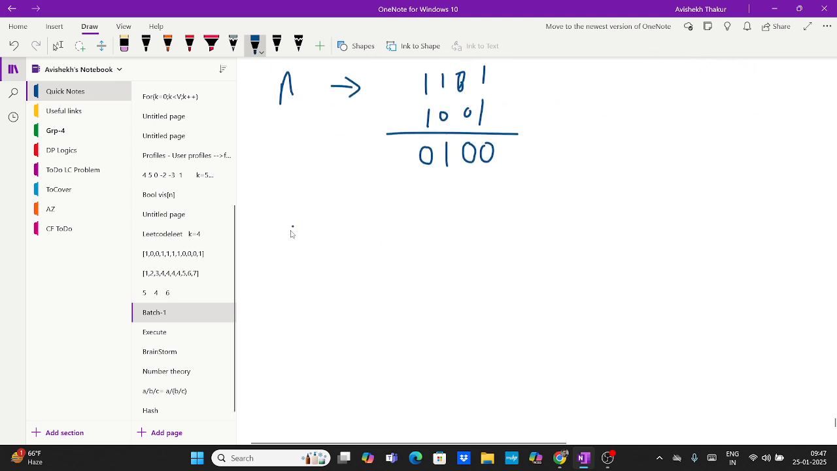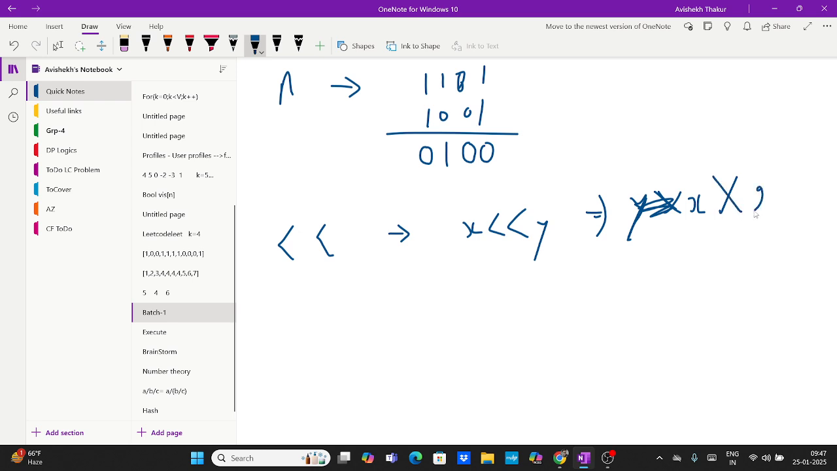Okay, let's come to bitwise left shift. Now what is X left shift Y? Sam, you were telling something, can you tell now? Hey, you're on mute, Sam. Sorry. It's X into 2 to the power of Y. Okay, X into 2 to the power of Y.